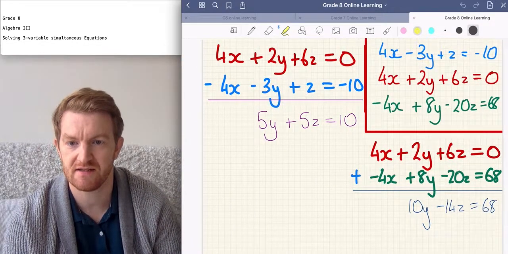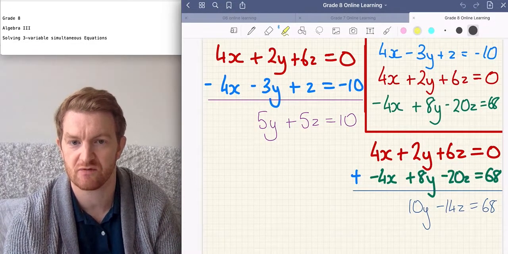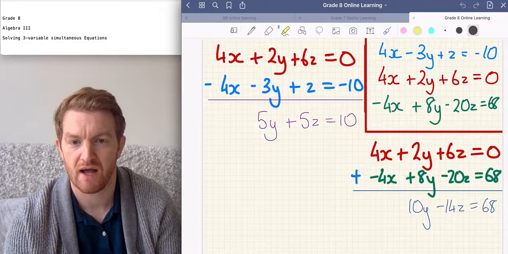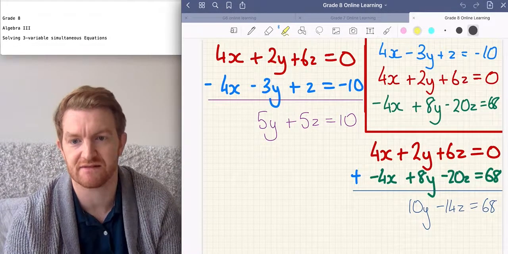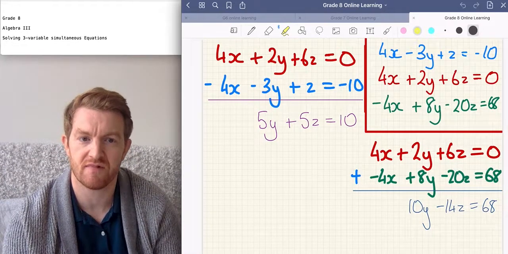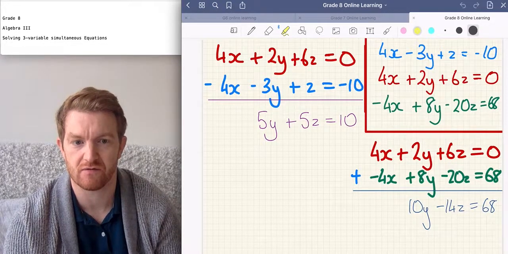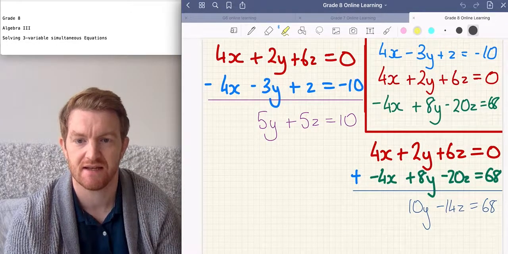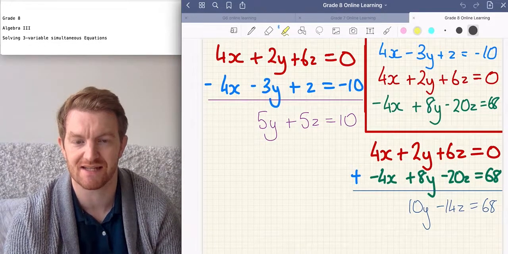So I chose the blue and the red, and I've got a positive 4x and a positive 4x, so I'm going to subtract them from each other to eliminate the x's. And by doing that, we get the 2y minus negative 3y, and negative negative makes it positive, that gives us 5y, and 6z minus z is 5z, and 0 minus negative 10 becomes positive 10. And then we did the red and the green. This time we added because we had a positive and a negative, so we need to get them to 0, so we did positive 4, negative 4, and then 2 and 8, and then 6 and negative 20. And when we add those together, we get 10y minus 14z is 68.